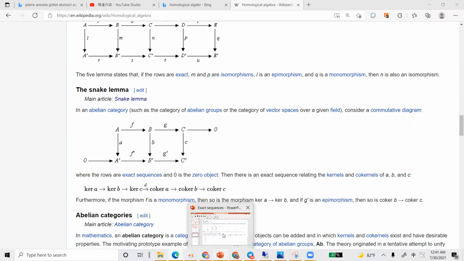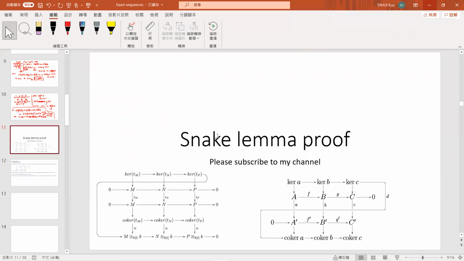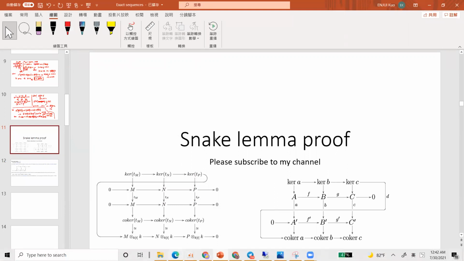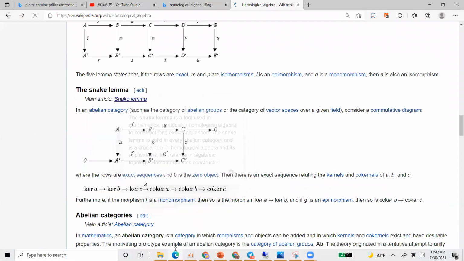Welcome guys. So in this video, let's prove the snake lemma. This snake lemma should be the number one first theorem in homological algebra, and it's very commonly used in algebraic geometry and algebraic topology. It has the most tedious proof. Basically, it's not difficult, I should say it's tedious. You can go to Wikipedia and see the snake lemma.